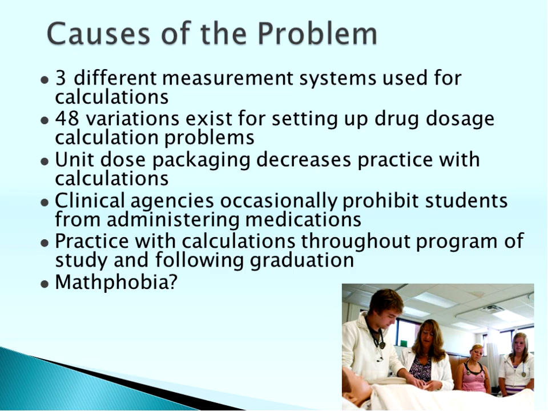We have 48 variations that exist for setting up a drug dosage calculation problem, and that is only when you use the ratio proportion and also the formula method. 48 different variations, one study showed, of the way that various faculty were able to set up these problems, same problem, and teach it to a student. We also now have unit dose packaging, and this again decreases practice with calculations. It's right there for them in a pre-filled vial or a bag of solution, for IV antibiotics or a tablet.